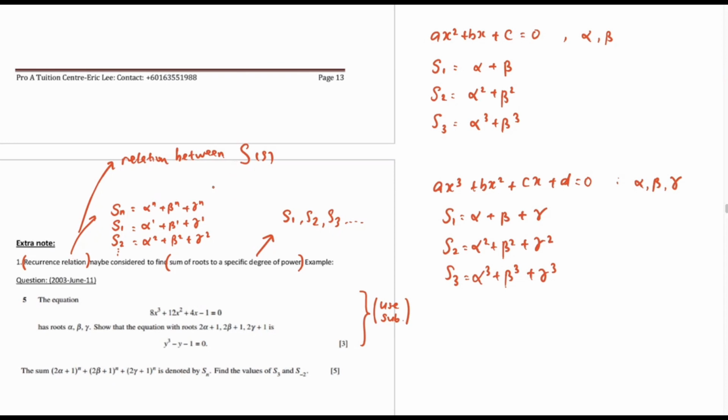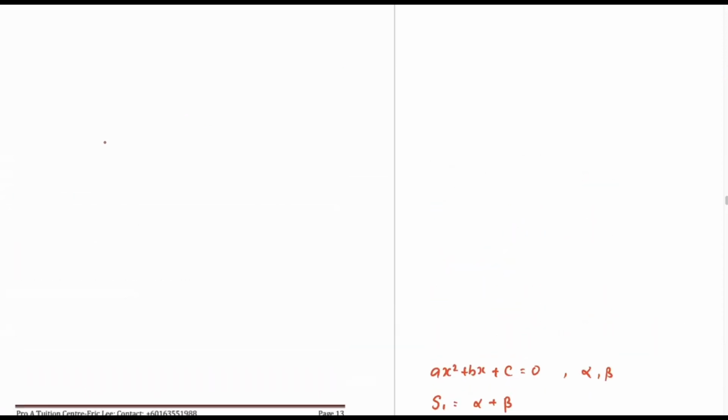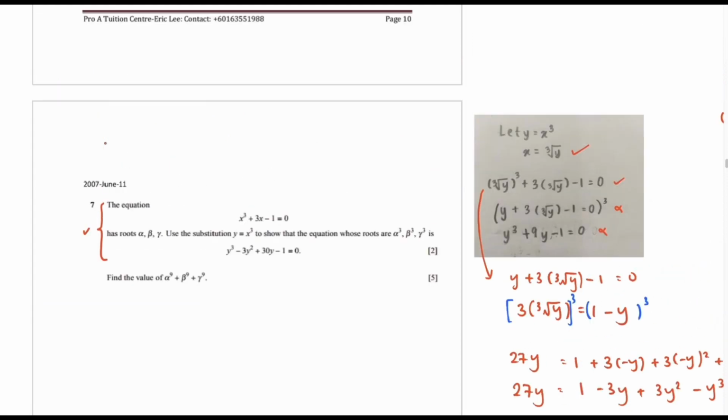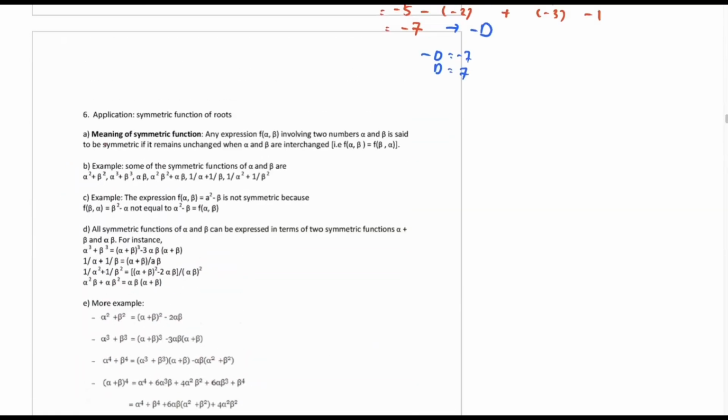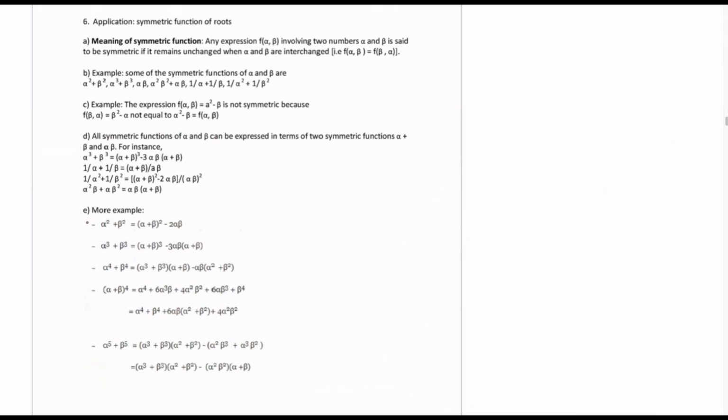One of the important relations that we must remember is the relation between S2 and S1. There is a very fixed relationship there. Let's come back to the note first. This is S2 basically, this is S1 squared minus 2 alpha beta. So this is the first recurrence relation, the basic one: S2 equal to S1 power 2 minus 2 alpha beta.